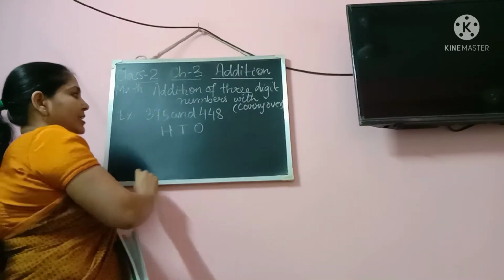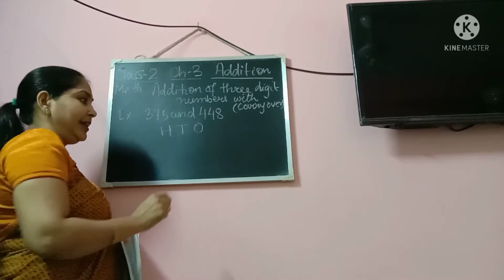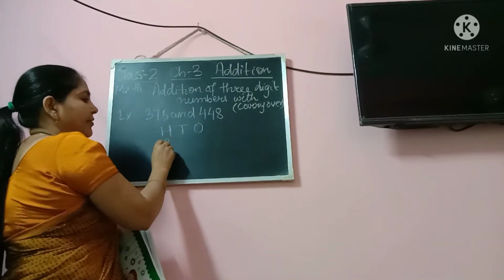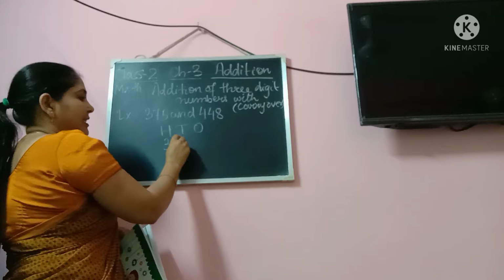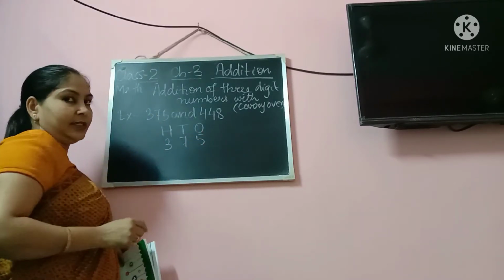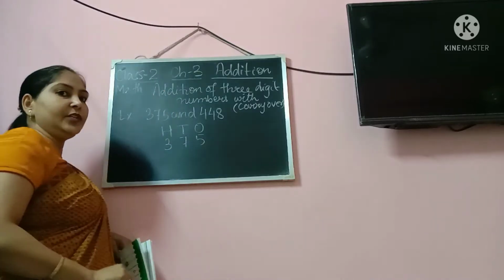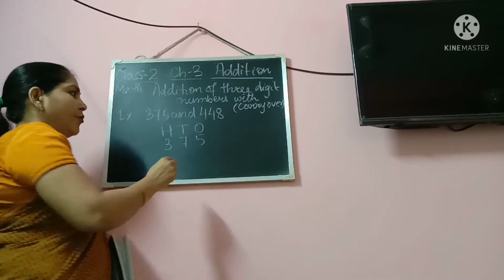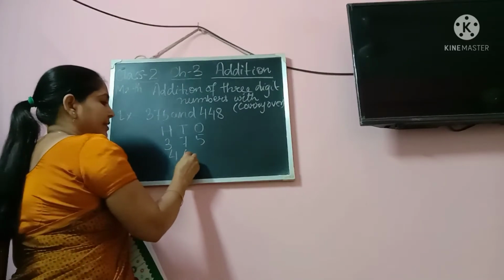The first number is 375. So 3 we will write under the hundreds place, 7 under the tens place, and 5 under the ones place. In the same way we will arrange the next number also, 448, like this.